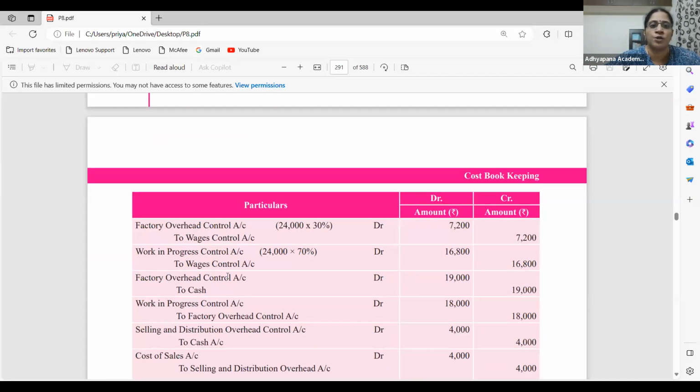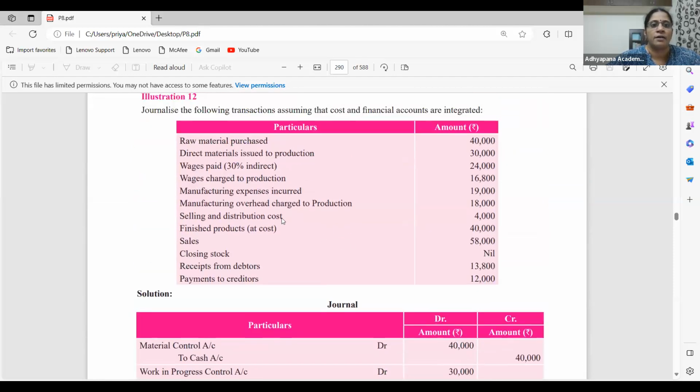They have shown it as two different entries. You can also show it as a compound journal entry. WIP control for direct wages, factory overhead control for indirect wages to wages control account. Then after this, manufacturing expenses incurred. Manufacturing expenses incurred will be factory overhead control to cash, debit from costing, credit from financial.